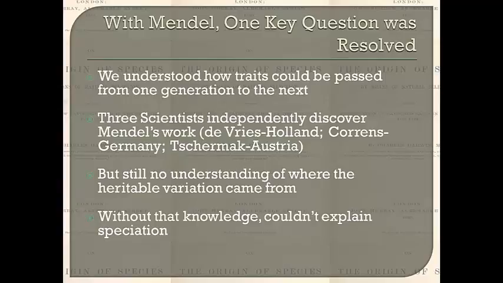It wouldn't be until 1900 when three scientists, de Vries, Correns, and Schermak, simultaneously discovered Mendel's work and understood its importance and relevance to the fledgling field of genetics, that Mendel was finally given his due as having identified the mechanism of inheritance. But neither Mendel's work nor anyone else's could explain where that variation came from. And without that information, it was still not possible to explain speciation.